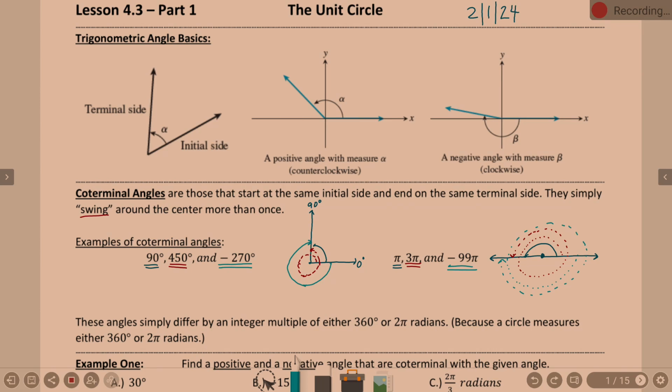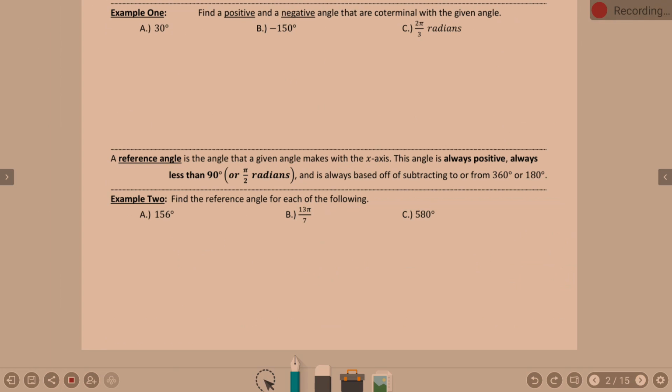Okay. Let's look at example 1, which actually has some questions about coterminal angles. Find a positive and a negative angle that are coterminal with the given angle. The idea is not to draw these out, but to do them mathematically. Okay, think about the math behind it. Not that you couldn't draw them out, but they're not always going to be easy to draw out. Okay? So, thoughts on how to find either a positive or negative coterminal angle with 30 degrees?